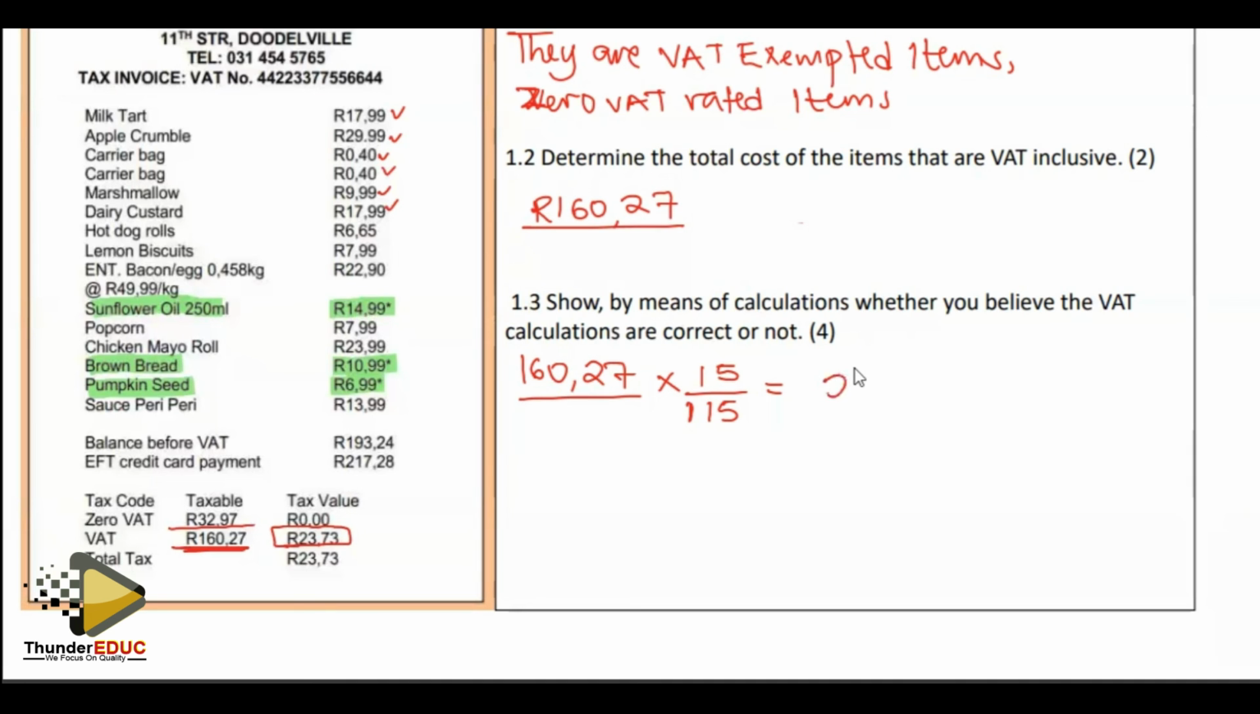So we end up having what is supposed to be the correct VAT. So we shall say it's not correct, because we are comparing this one versus the slip, where they have the VAT as this much.